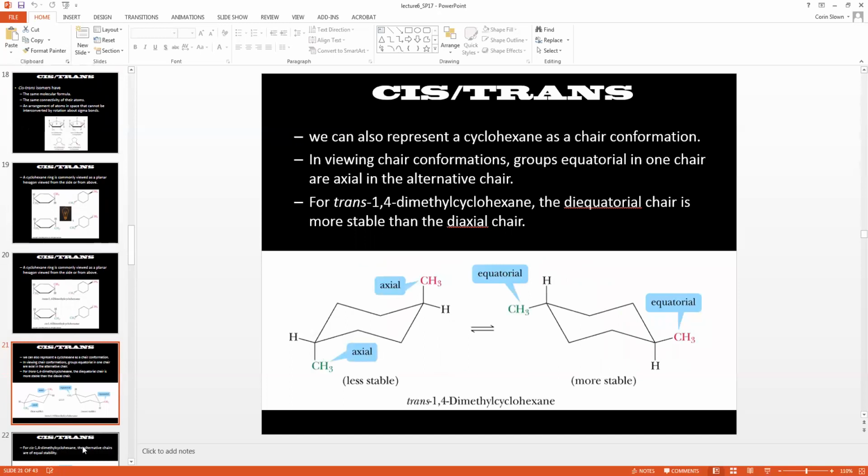We can also represent a cyclohexane as a chair conformation. So in viewing chair conformations, groups that are equatorial in one chair are going to be axial in the alternative chair. So for trans 1,4-dimethyl cyclohexane, the diequatorial chair is more stable than the diaxial chair. So here they're axial, they're both axial. Here they're both equatorial. This is going to be far more stable than when they're both axial.